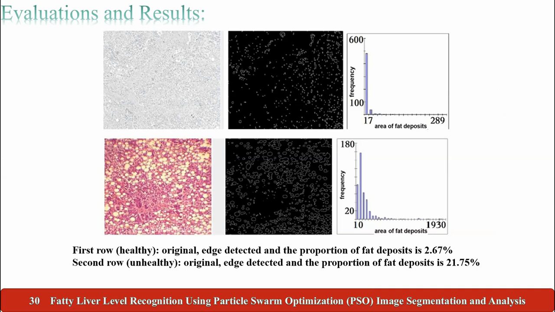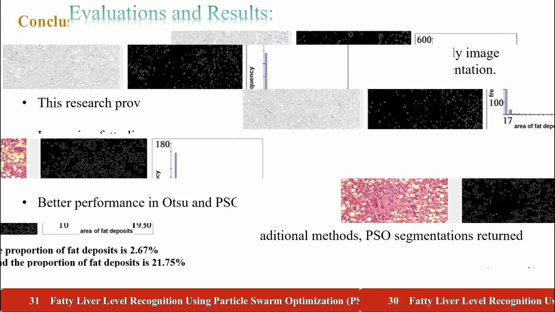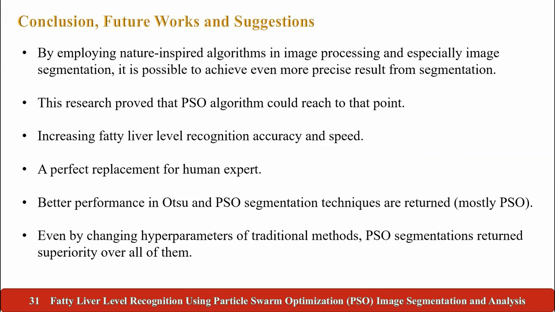As a conclusion, by employing nature-inspired algorithms in image processing and especially image segmentation, it is possible to achieve even more precise results from segmentation. This research proved that the PSO algorithm could reach that point, increasing fatty liver recognition accuracy and speed, a perfect replacement for a human expert. Better performance in Otsu and PSO segmentation techniques is returned mostly by PSO. Even by changing the hyperparameters of traditional methods, PSO segmentation returned superior results over all of them.